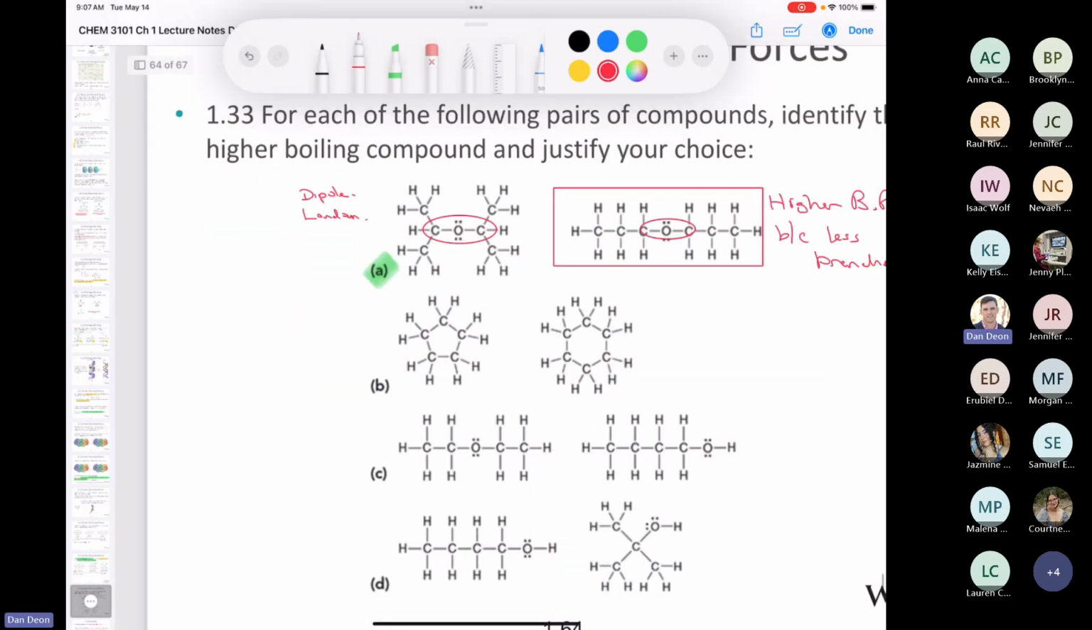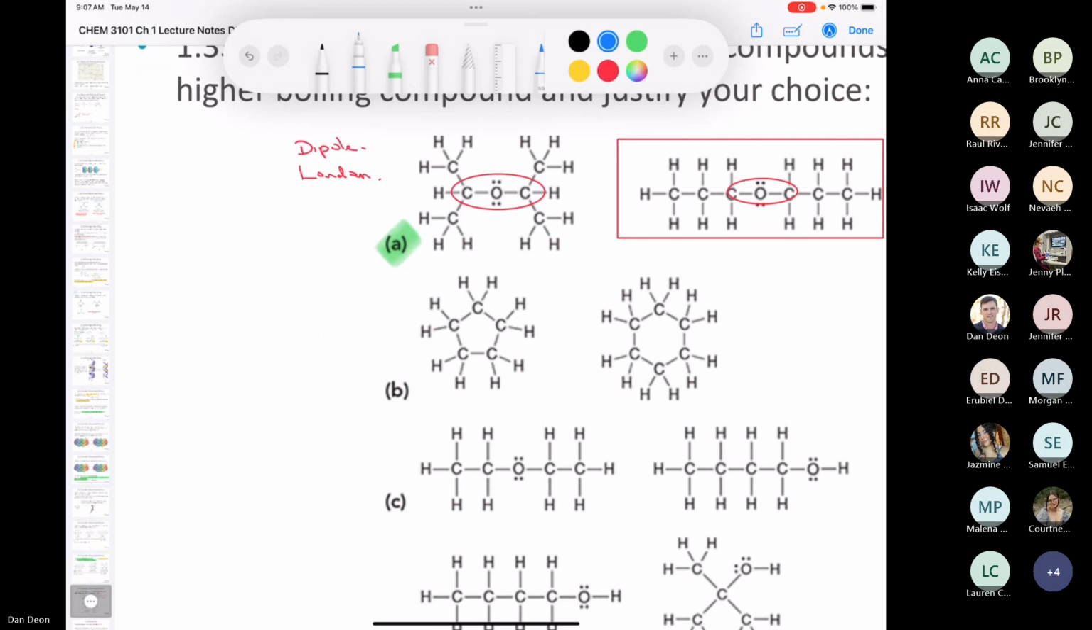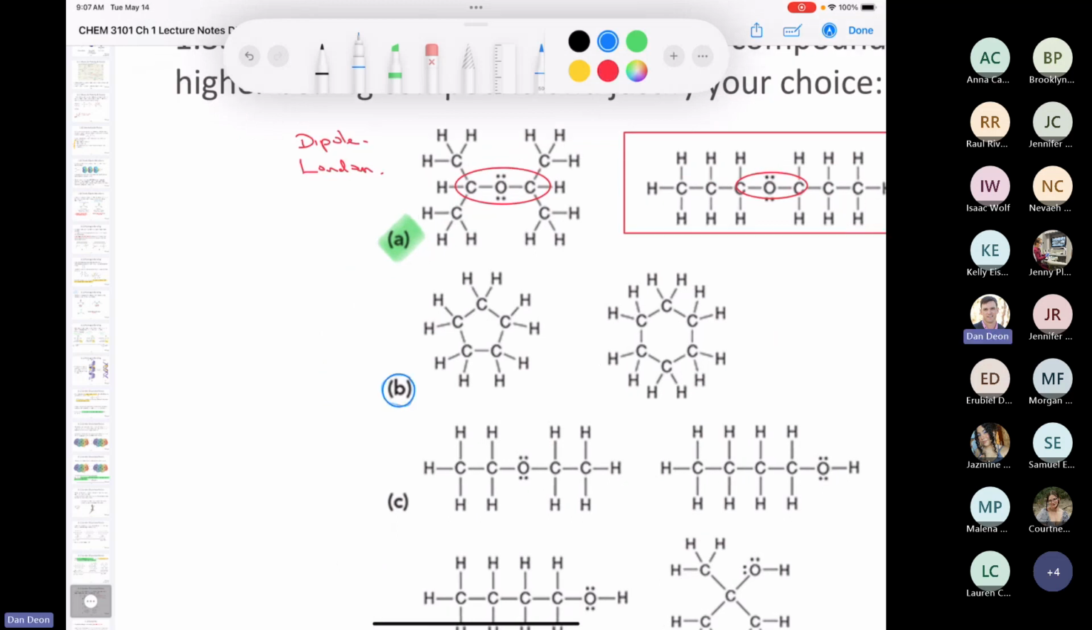All right. What about these 2 in B? Okay, in B, we have 2 molecules that only have carbon-carbon bonds and carbon-hydrogen bonds. So for these 2 molecules, what are the only intermolecular forces that they can experience? The only thing. London forces, exactly, right? London forces are the only things these can experience because there's no polar bonds.